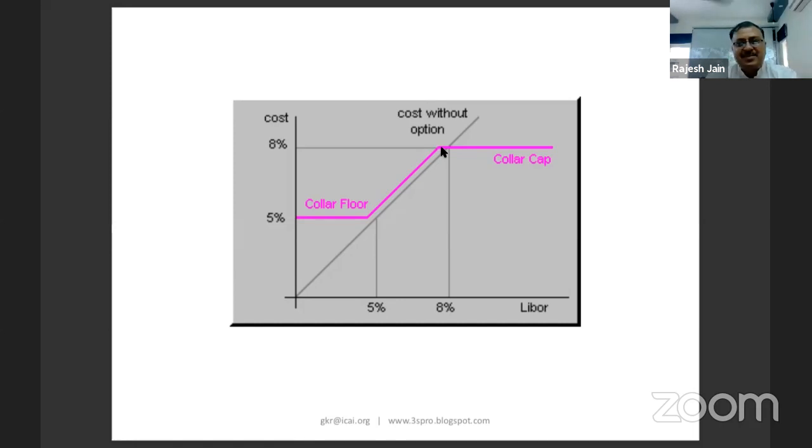Similarly, if it is a borrowing and the rate of interest is below 8, you are benefited. But if the rate of interest is above 8, you have to pay more interest. You are protected. That is why the gap will be reimbursed. So if it is 9.5, the 1.5% will be reimbursed.